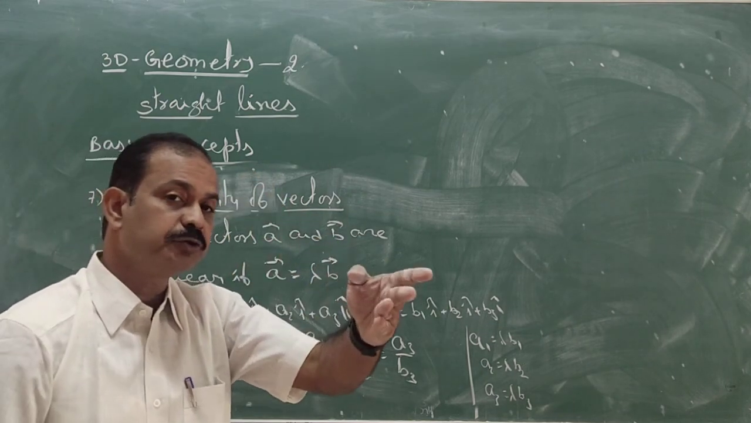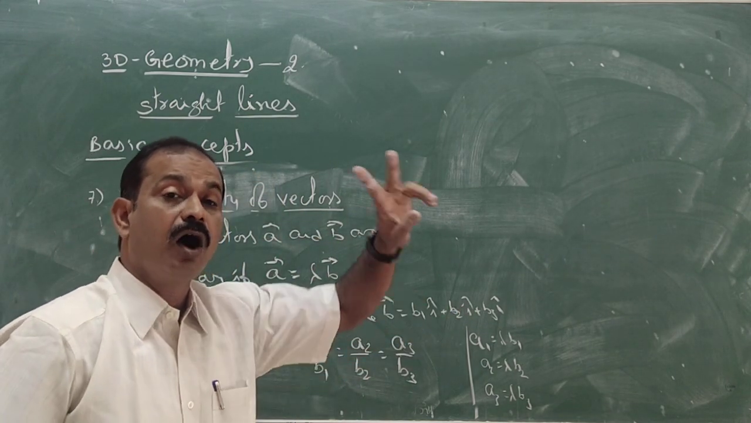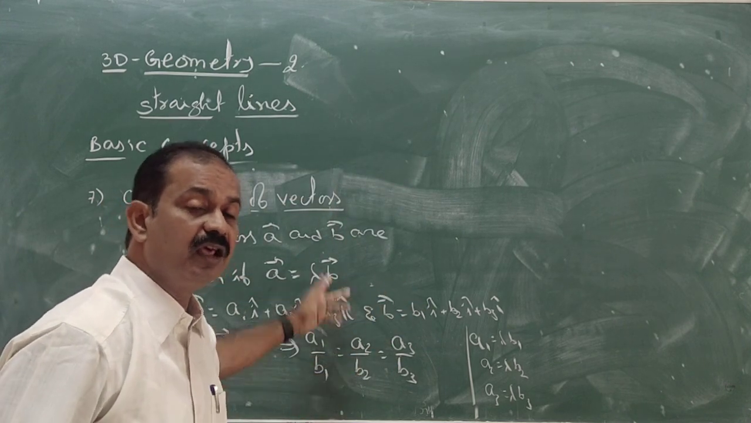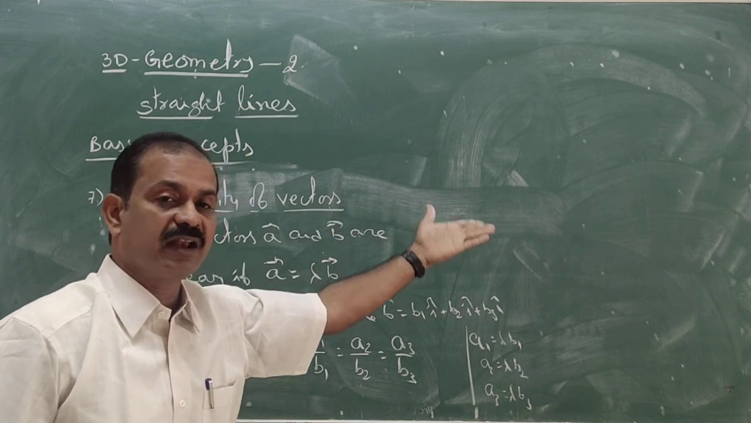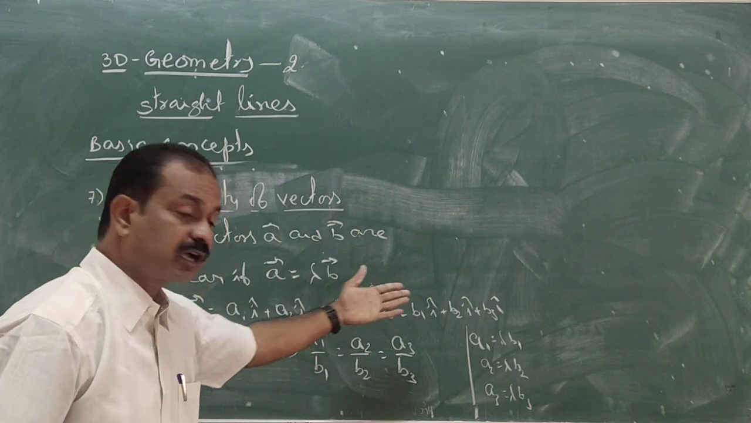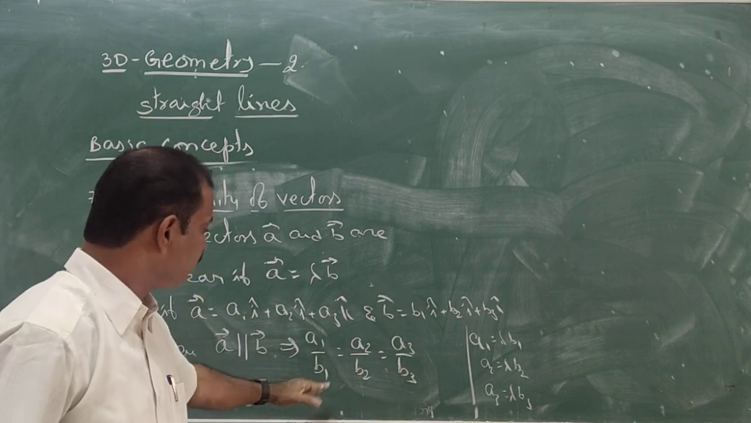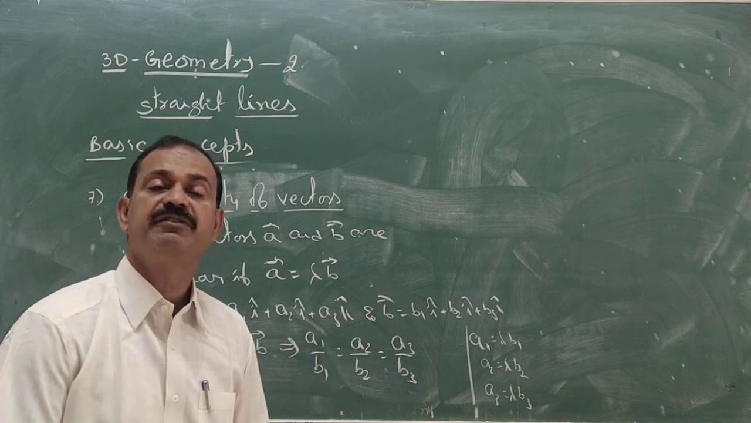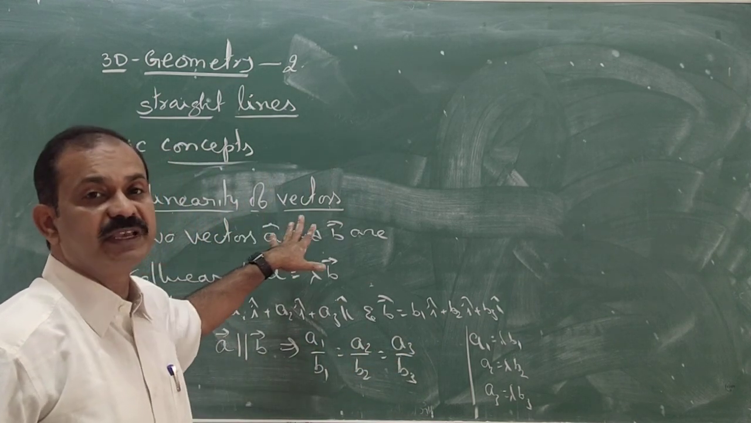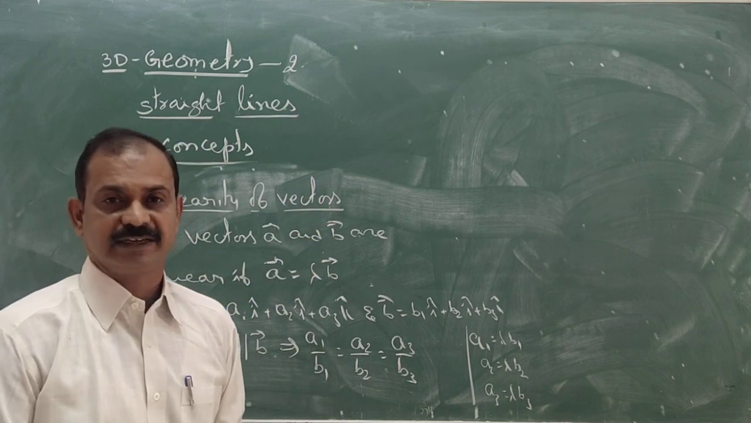Whenever you want to show two vectors are parallel or two lines are parallel, we show that A is equal to lambda B, or the corresponding component ratios are the same: A1 by B1, A2 by B2, A3 by B3 will be the same. So I hope this is clear. This is all about the basic things which we require for doing straight lines.